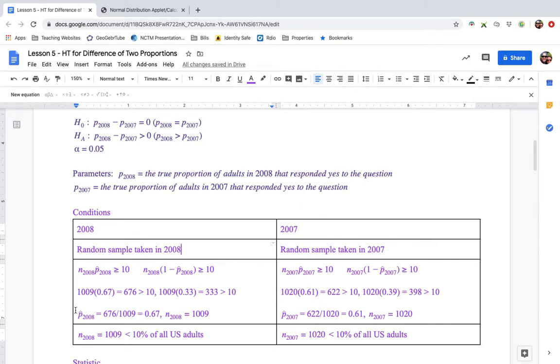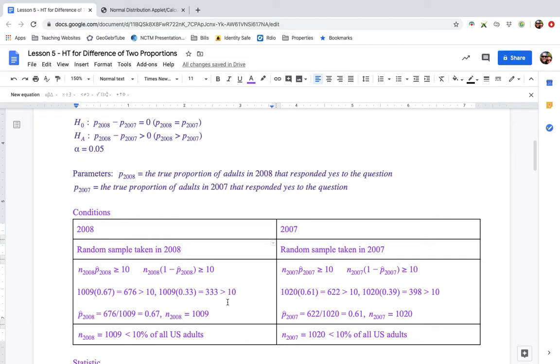You need to have these conditions checked: n times p hat in 2008, n times 1 minus p hat in 2008, and the same thing over here with 2007. You must show your work. You must write these out. You have to check them and make sure they are both greater than 10. This is your normal check for each population.